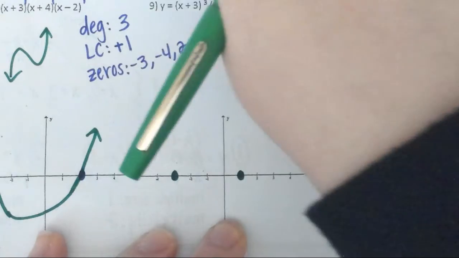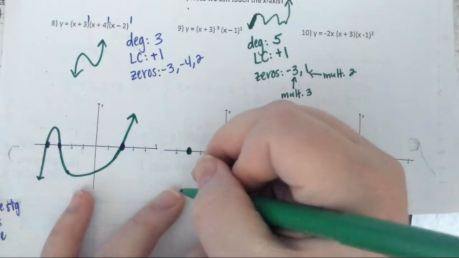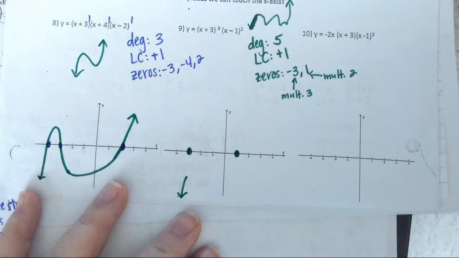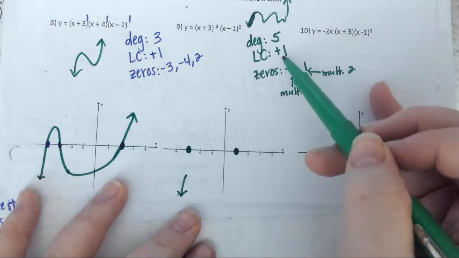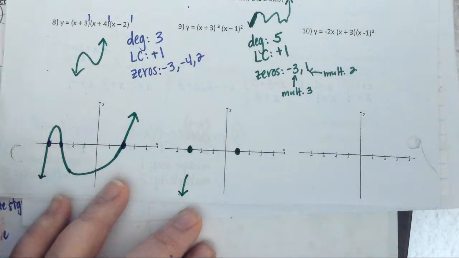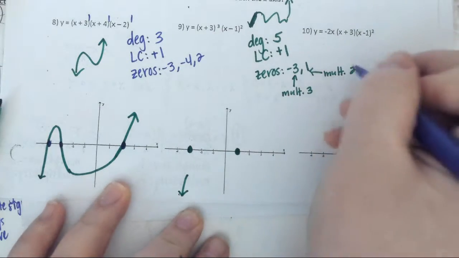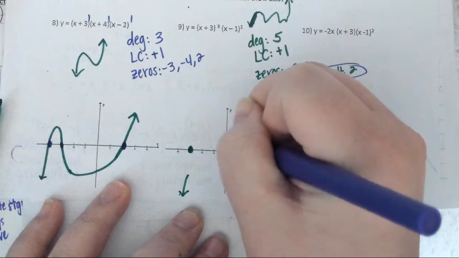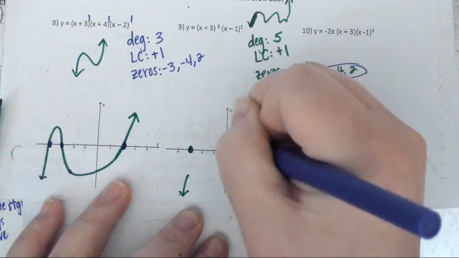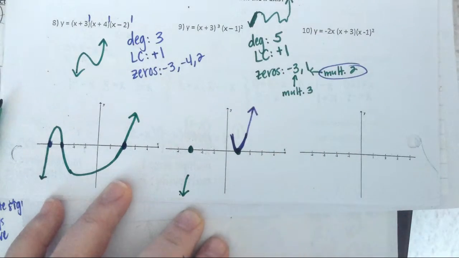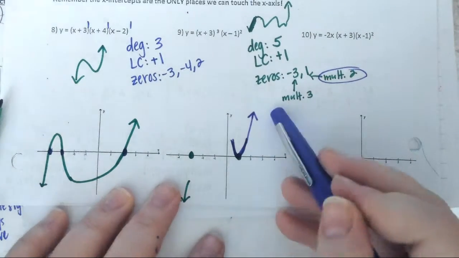I'm positive about that. Again, I know I got to start down here and go up a while just because my degree is odd and my leading coefficient is positive. And there's one more thing I know for sure has to happen, because we have a multiplicity of 2 at 1. I know for sure one of the humps in life has to happen here. So I'm positive about this.